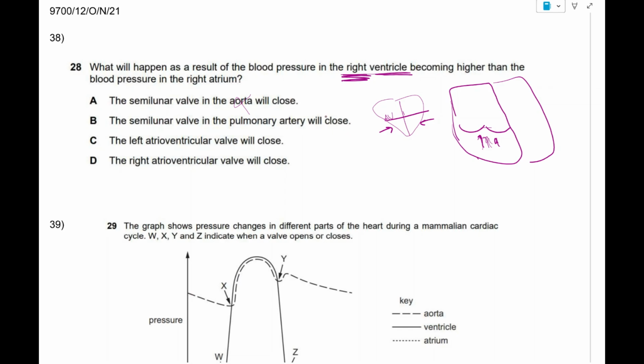Now, this is incorrect. The semilunar valve in the pulmonary artery will open because the pressure in the ventricle is increasing, which causes the semilunar valve of the pulmonary artery to open, whilst the atrioventricular valves between the atrium and the ventricle shut. So this is incorrect. C. The left atrioventricular valve will close. Now this is incorrect. And then finally D. The right atrioventricular valve will close. Yes, this is what we're talking about, and therefore the answer is going to be D.